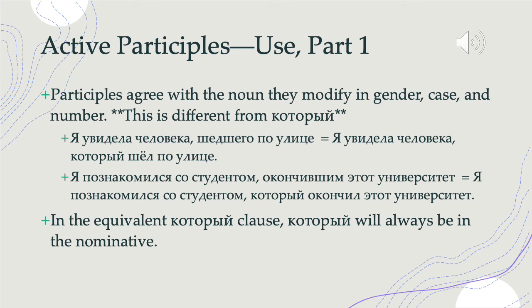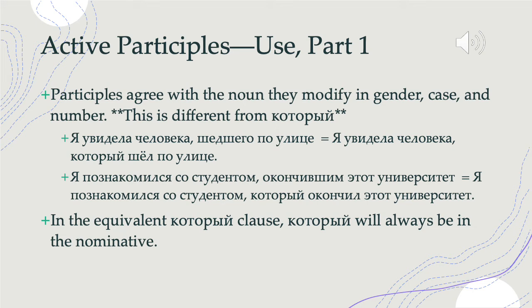So if we look at a couple of examples, we can say, for example, "Я увидела человека, шедшего по улице." And that is the same thing as «Я увидела человека, который шел по улице». They mean basically the same thing, but note that in the first example, where we have a participial clause, the participle matches the noun that it refers to in case as well as gender, человека шедшего. Whereas when we have katori it is in the nominative, even though it refers to a noun that is in the accusative. Я увидела человека, который шел по улице.